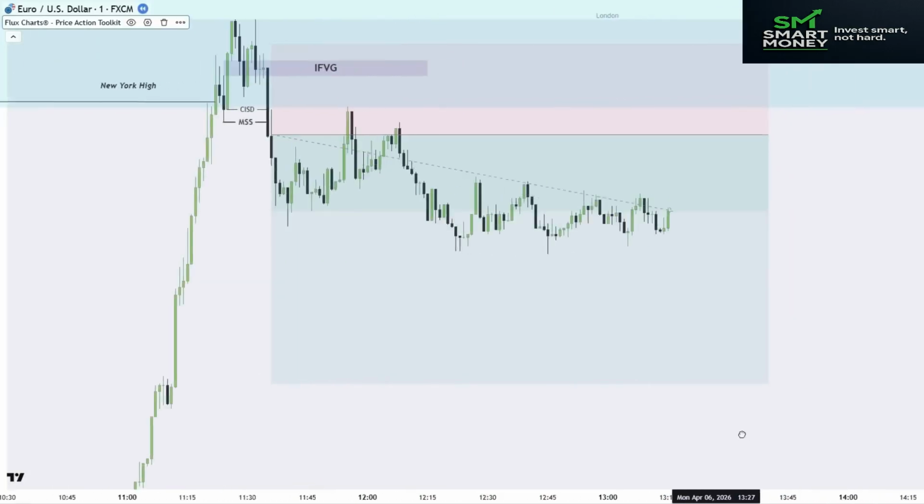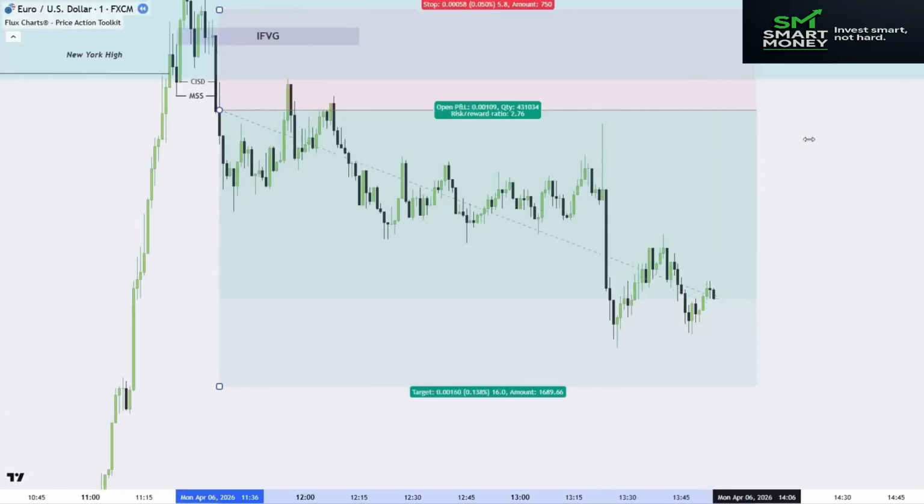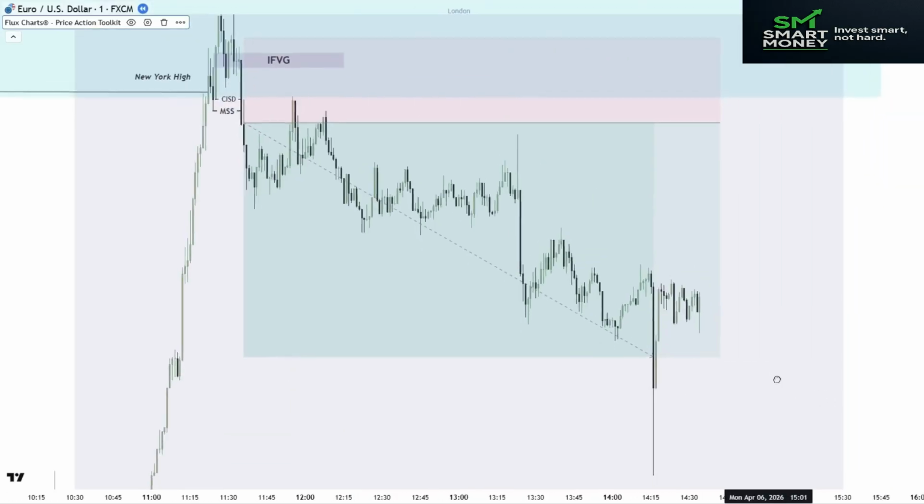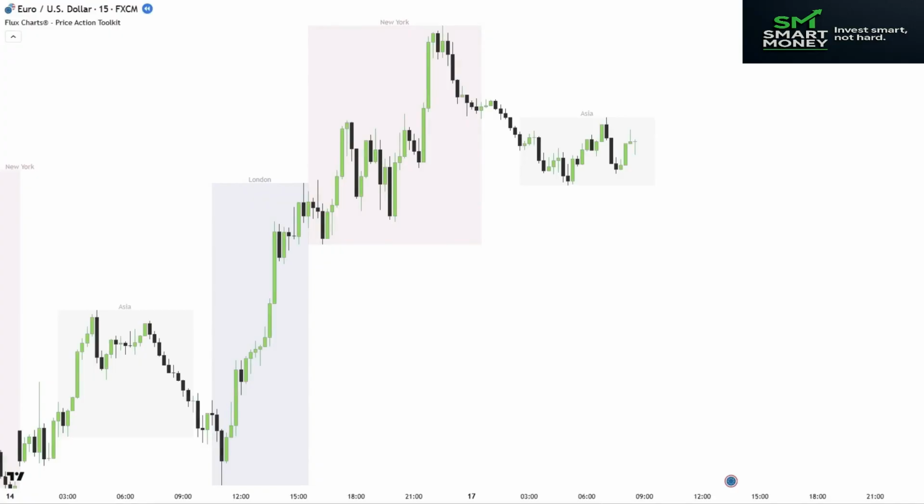As you can see, after a short drawdown, price pushes lower and eventually hits the take profit cleanly. Now let's move on to the next real chart example. Here once again, we have the Euro-Dollar 15-minute chart on the screen.